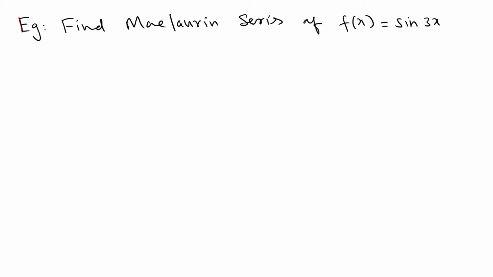So let's look at this problem. Let's say find the Maclaurin series. Be careful when you say Maclaurin series, we know that a equals 0. Okay, Maclaurin series, that means a equals 0, of the function sine 3x. So we have a sine 3x function. What we're going to do is basically just need the derivatives. So let's do that.